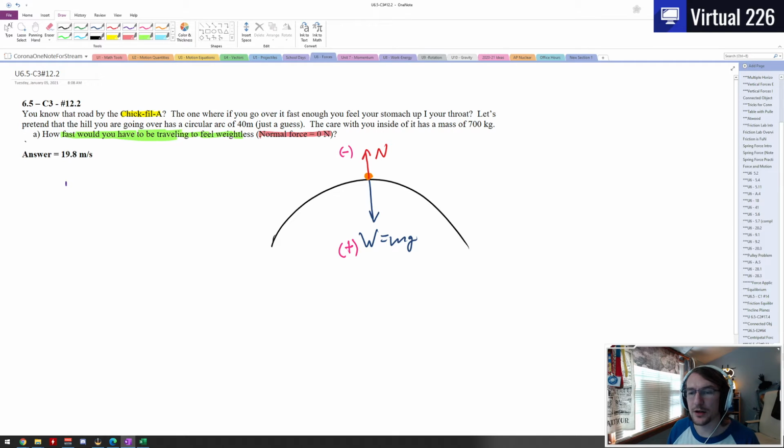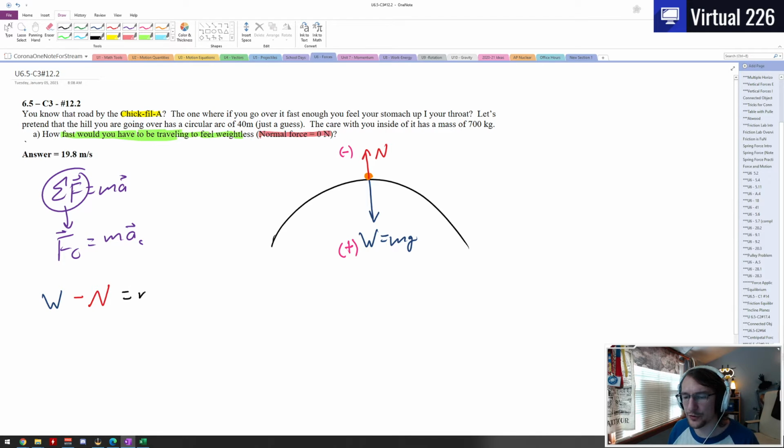So we set up the sum of the forces equals ma, and in this case the sum of the forces becomes a centripetal force, which equals mass times centripetal acceleration. We have our positive weight plus a negative normal force, so minus N, and this equals m times the centripetal acceleration, which is v squared over r.